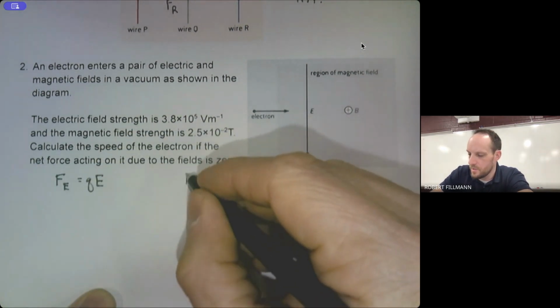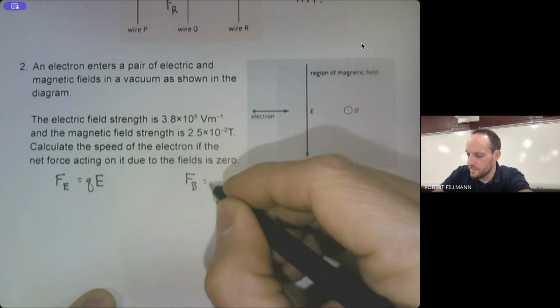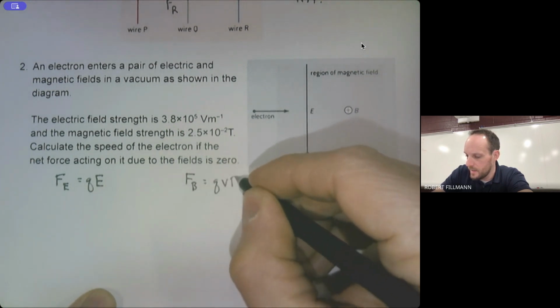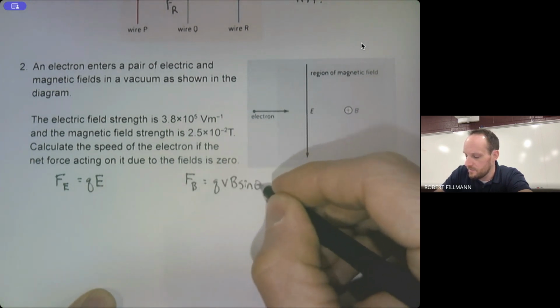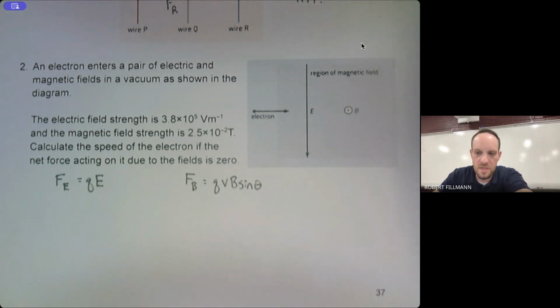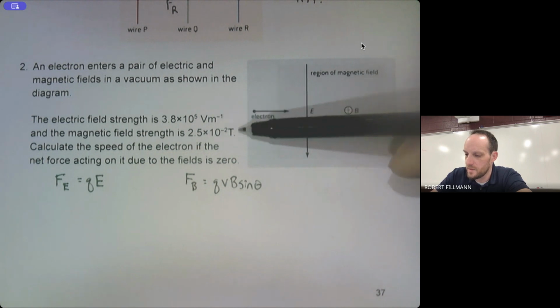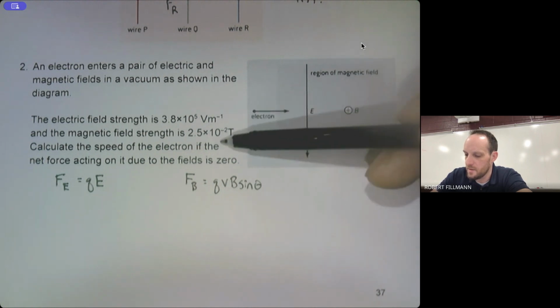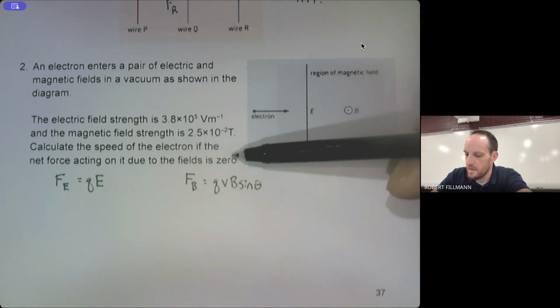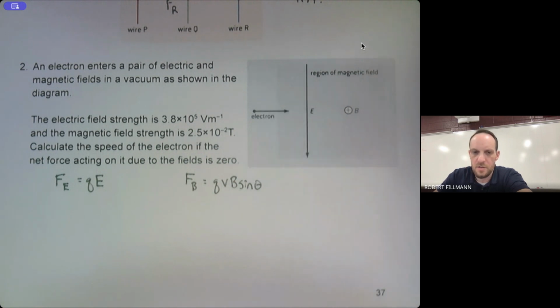And the force on a charge from a magnetic field, we just learned that today, is QVB sine theta. So it's getting two forces potentially. Now I'm given the strength of the electric field and the strength of the magnetic field, and I have to calculate the speed of the electron if the net force acting on it due to the fields is 0. So I have to think about the directions of these forces.